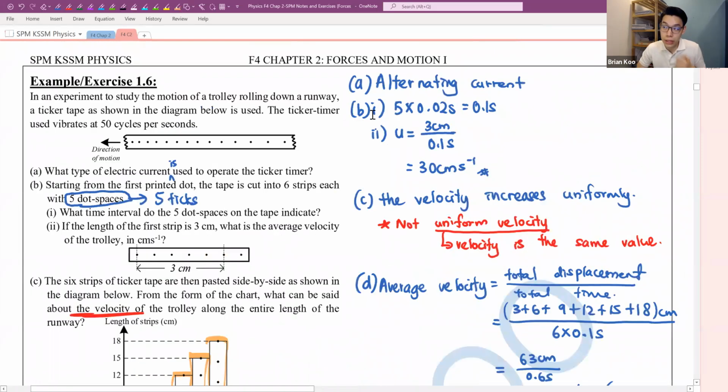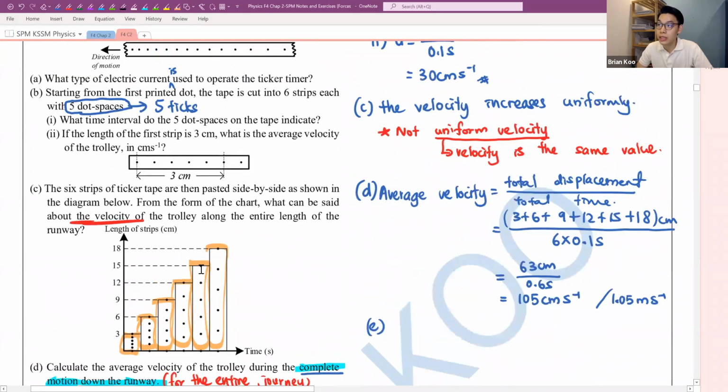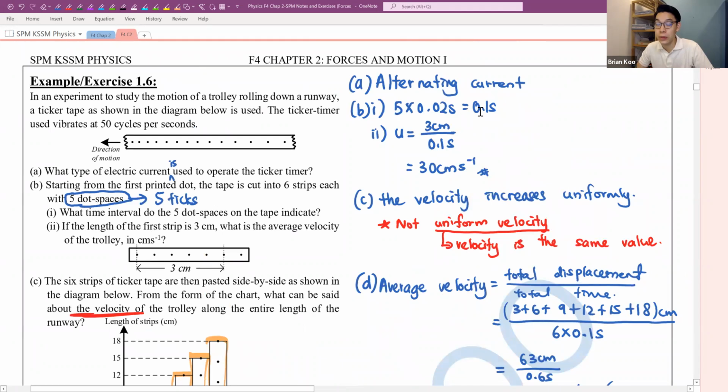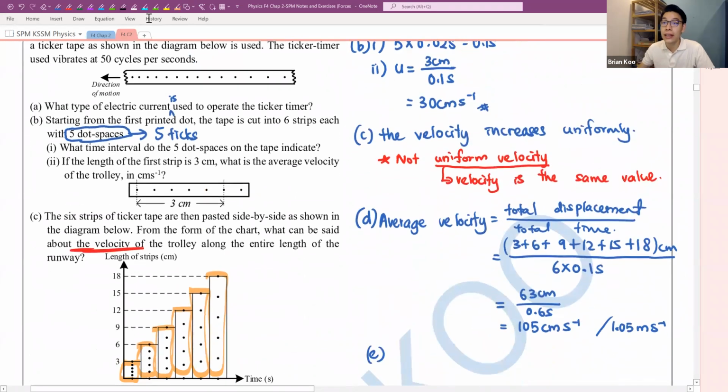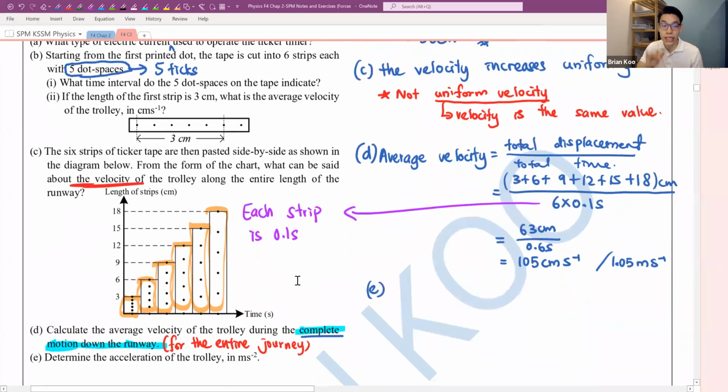Earlier we calculated it. You see in part B1, what is the time interval for the 5 dot spaces on the tape? Okay, so each strip got 5 dot spaces. Each strip has 0.1 second. That's what we calculated. So in here, each strip will record a time of 0.1 second, and I got 6 of the strips.